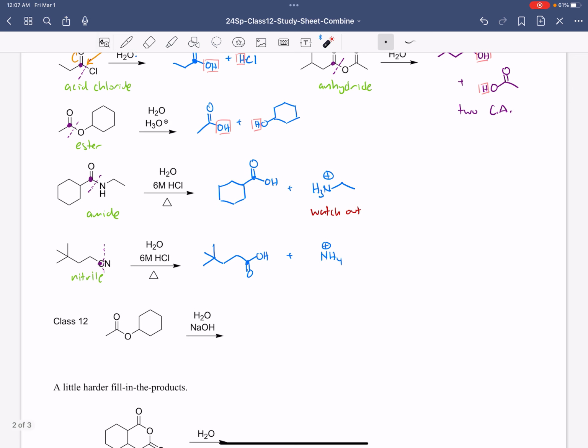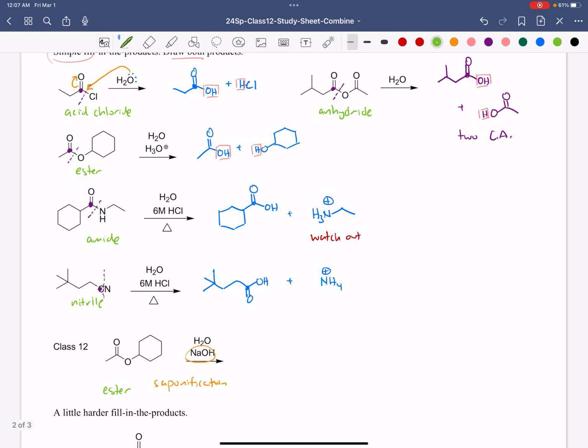Class 12 is saponification. So this is the most recent handout because we have base and we have ester. Saponification. How to make soap. It's an ester, by the way. So we're going to have a different product, it looks like, even though we both start here and here with an ester. So look at your ester hydrolysis products.